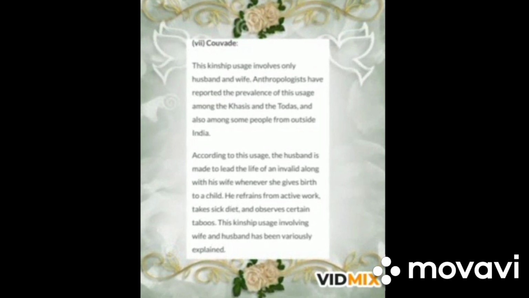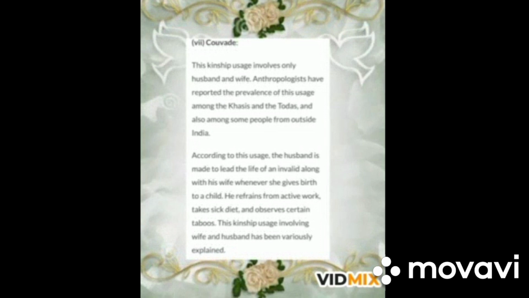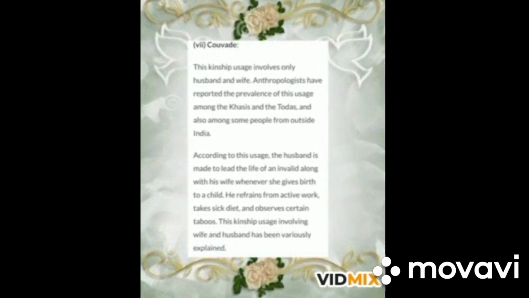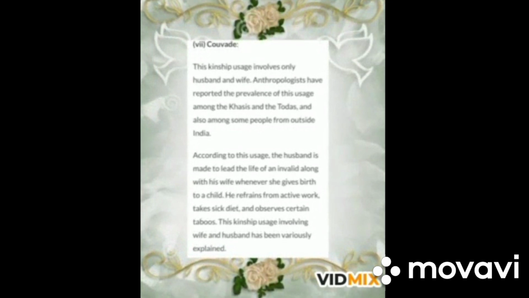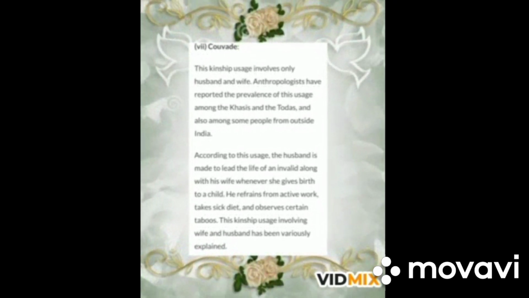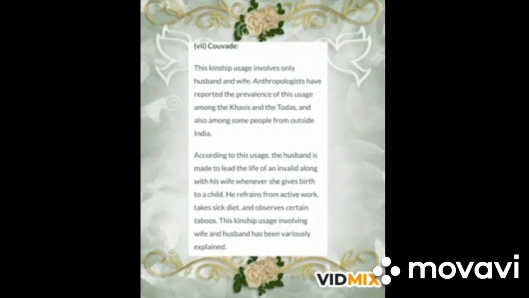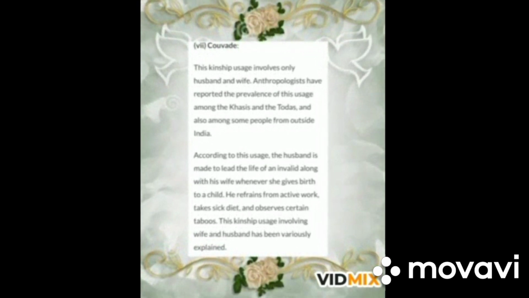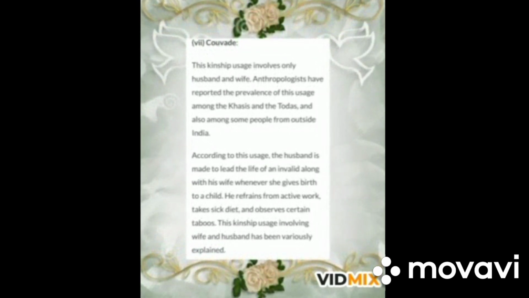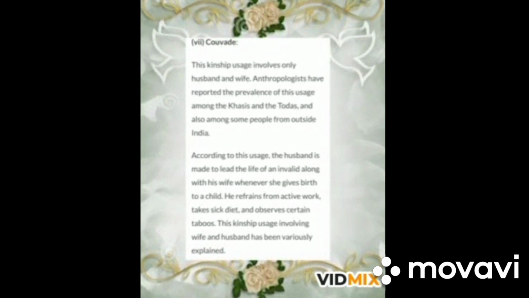Couvade. The usage of couvade, prevalent among the Khasi and the Toda tribes, makes the husband lead the life of an invalid along with his wife. Whenever she gives birth to a child, he refrains from active work, takes a special diet and observes some taboos, which are observed by his wife. According to Malinowski, the usage of couvade contributes to a strong marital bond between the husband and wife.